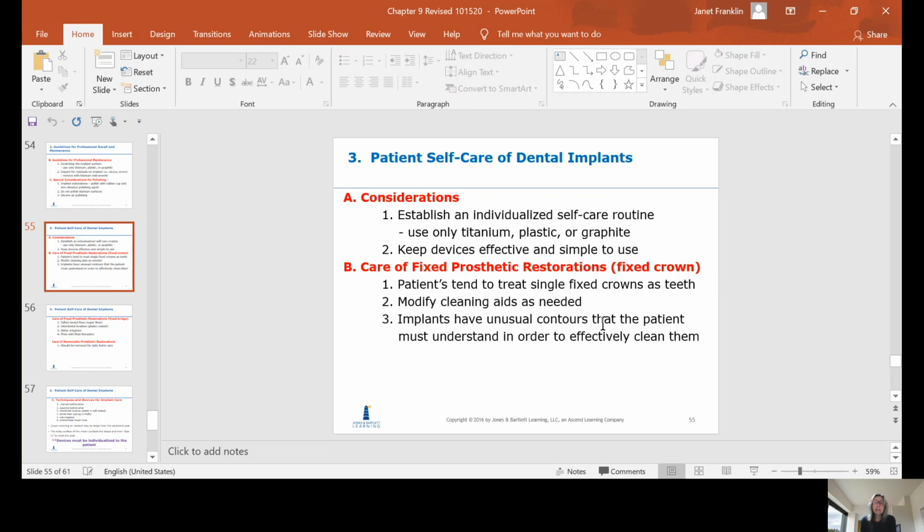Care of fixed prosthetic restorations or fixed crowns. Patients tend to treat single fixed crowns as teeth. So in other words, when they have an implant and it's just a single standing implant replacing one tooth, they tend to treat it as if it is just a regular tooth. Modify the cleaning aids as needed. Implants have unusual contours. So implants are shaped differently. They are a single post that supports a bigger crown, so they're more shaped like a bowl with a stand on it, versus more tapered.